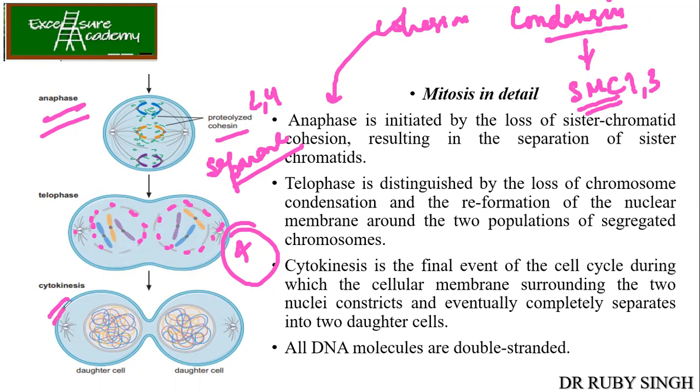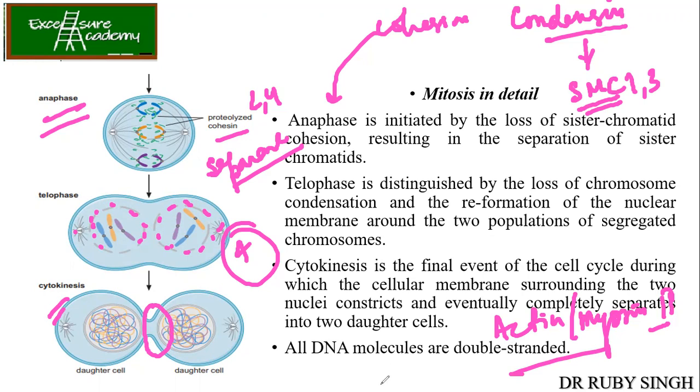Now cytokinesis is nothing but the cell division. It is the final event of the cell cycle during which the cellular membrane surrounding the two nuclei constricts and eventually completely separates into two daughter cells. Now here a question you can ask is what helps in cytokinesis. From the previous lectures, if you're following my lectures, you will know that it is because of the action of actin and myosin proteins. Okay, so it is the action of these proteins because of which cytokinesis takes place.